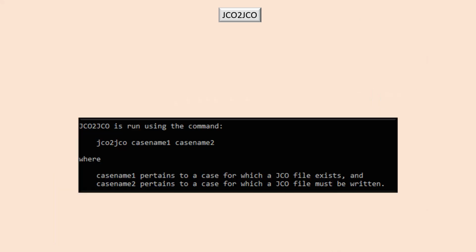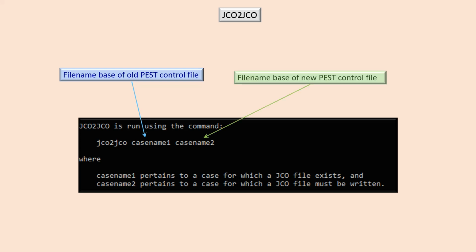JCO to JCO is easily run with its information supplied on the command line: the name of the original PEST control file, for which there must be a corresponding JCO file, and the name of the new PEST control file for which we would like the new JCO file.